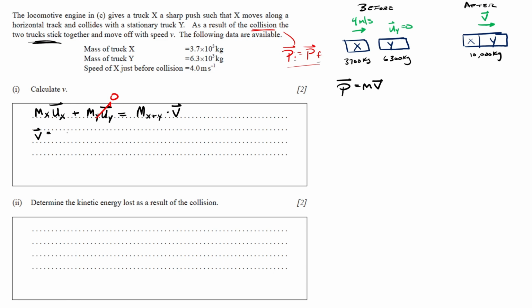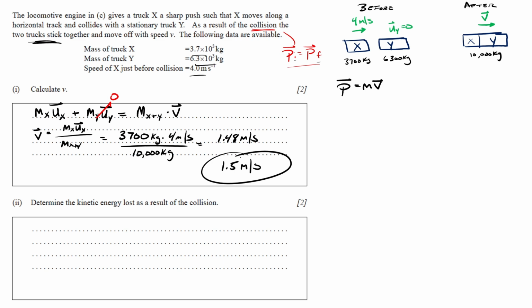So I'm just going to jump to this then. V would be m times u for car X in the beginning divided by the total mass. That's all. And we want to show the values we're putting in, and our answer will get a mark for each step. Okay, so I had 3,700 kilograms times 4 meters per second. I divide that by the total mass of 10,000 kilograms, and I get 1.48 meters per second. All of the given values here are 2 sig figs, so I should officially round my answer to 2 sig figs. All right, there you go.